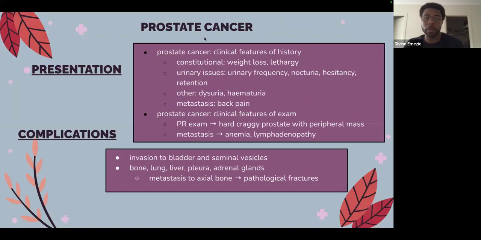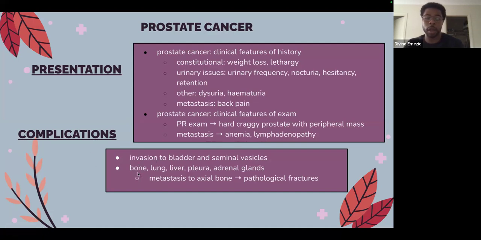Prostate cancer. For differences between the presentation of this and the other one, we're mainly thinking about cancer symptoms: weight loss, lethargy, and then signs of metastasis, like back pain. Those are probably how you distinguish them, as well as DRE showing a hard, craggy prostate with a peripheral mass, and then anemia and lymphadenopathy.